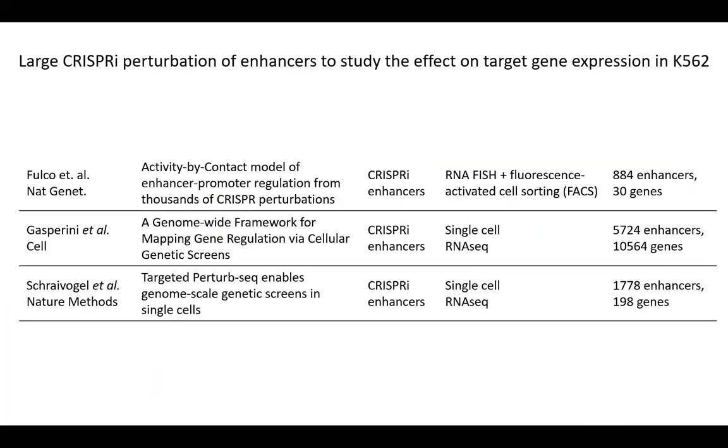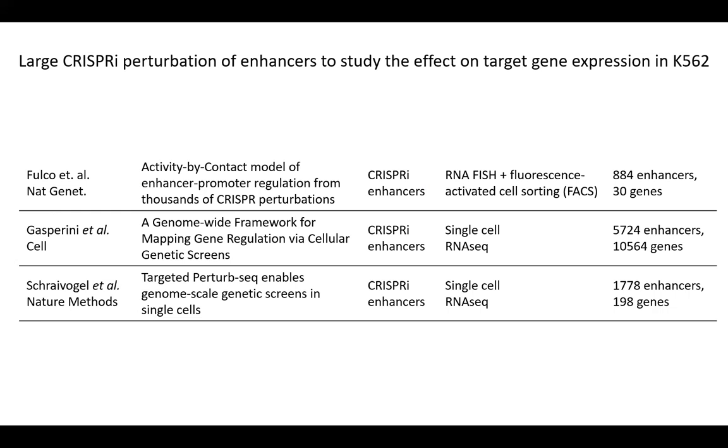And these kinds of approaches have been done so far in 3 different studies where they used CRISPR interference. So here you're not knocking out your target, you're just suppressing the target by binding a KRAB domain, and you're blocking the action of the enhancer. So they have done this, and the scales are very impressive. So in this first study by Fulco et al., they were able to target about 800 enhancers.